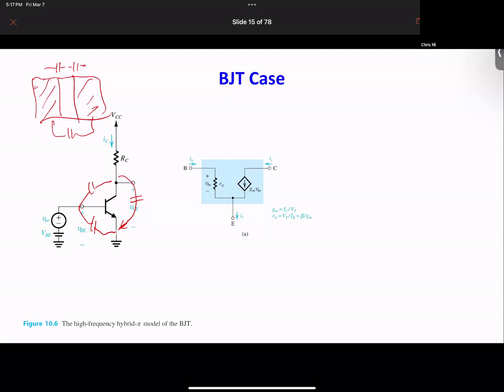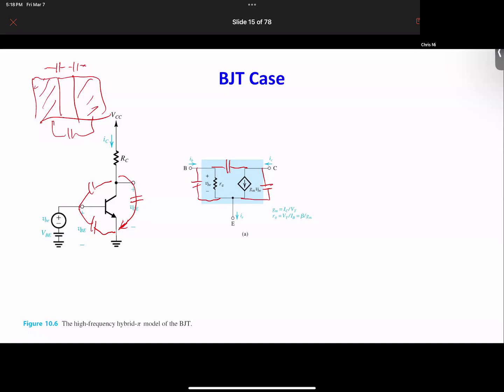And this one is between base and collector, so between base and collector, we add it here. And you have one from collector to emitter, so collector emitter, we add it here. So you can add three capacitors easily. Okay, so that's what you can add.